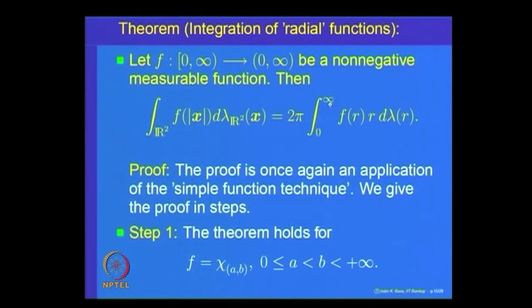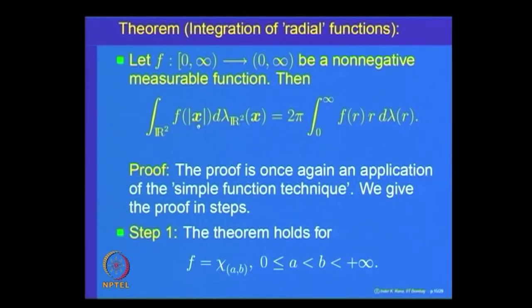So, this will be the integral from a to b of the function f(r). The function is an indicator function, so this value is 1. So, r dr. When you integrate r dr, you get r square by 2 between a and b. So, when you put the values, you get (b square minus a square) by 2. So, that is equal to pi of b square minus a square. So, this side is nothing but pi of b square minus a square.